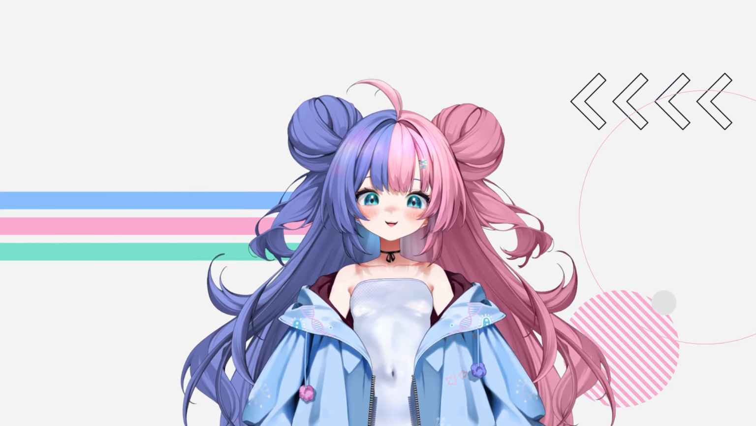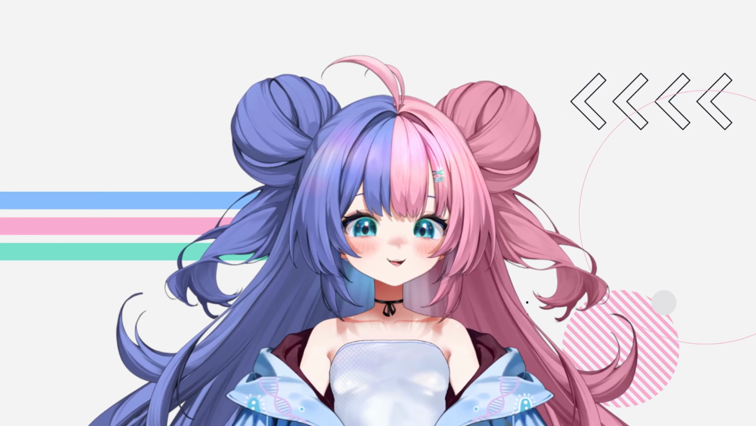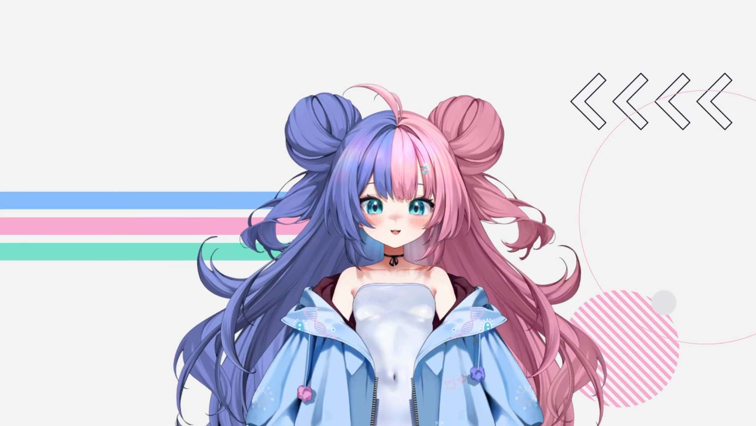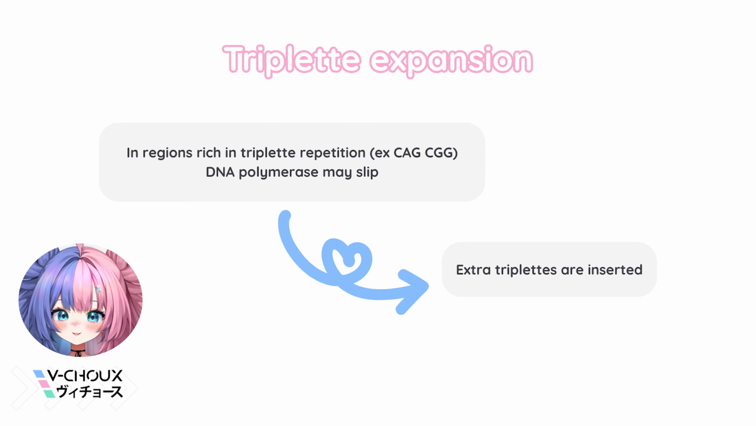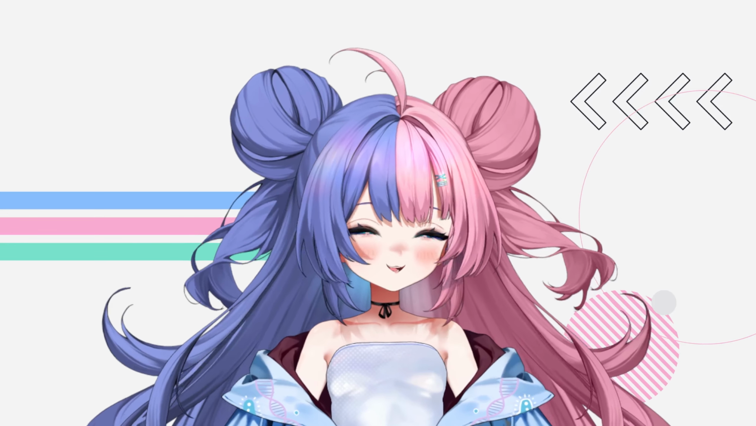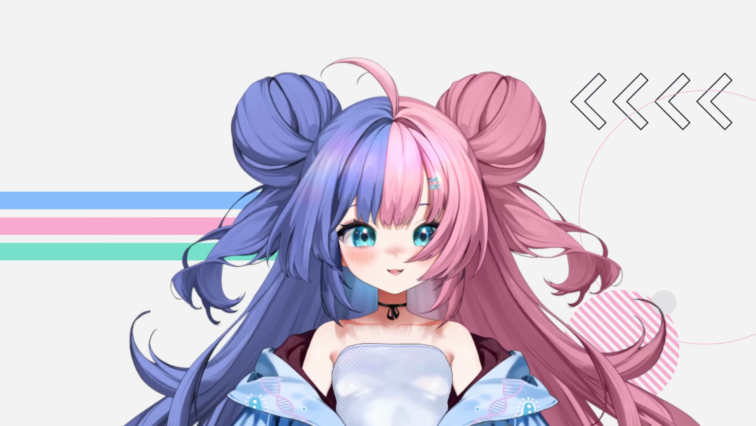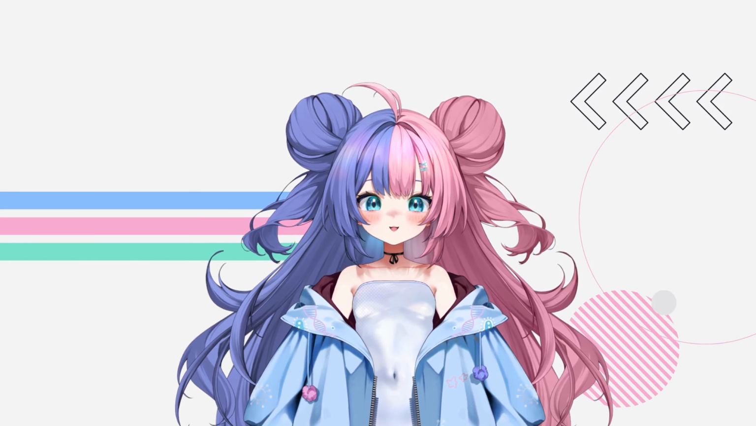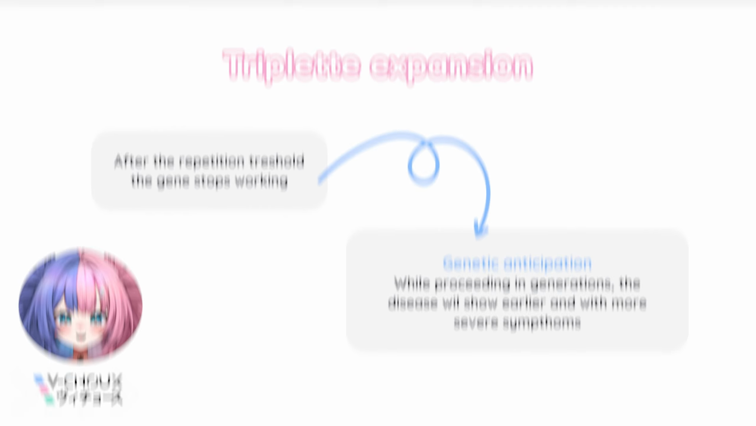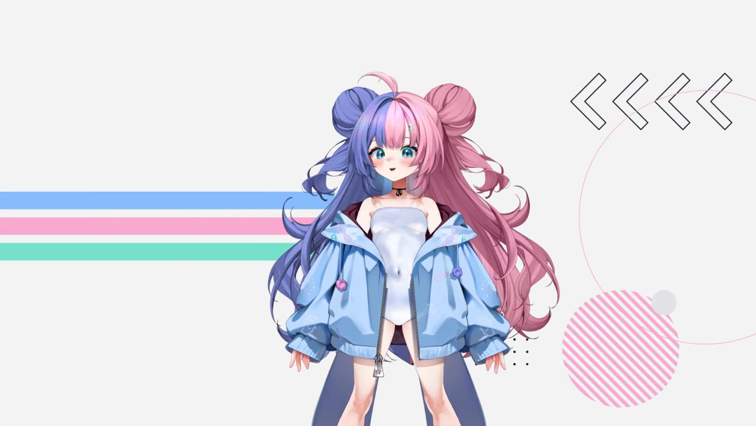Now, these are fairly stable dynamics, but there are also conditions caused by unstable genetic defects. We are talking about trinucleotide repeat expansions. During DNA replication, DNA polymerase can slip in certain regions, inserting more and more repeats with each round. This leads to genetic anticipation, meaning that as generations go by, the disease will appear earlier and earlier, and with increasingly severe symptoms.